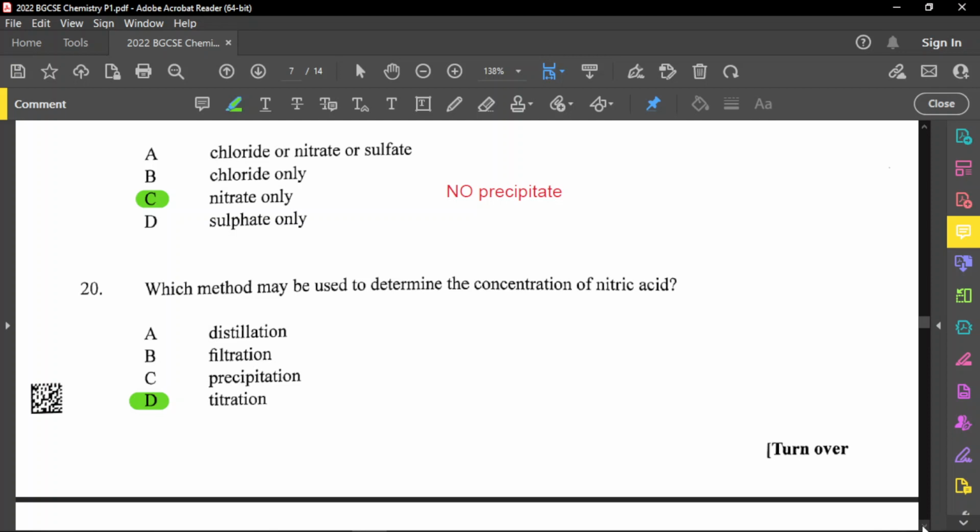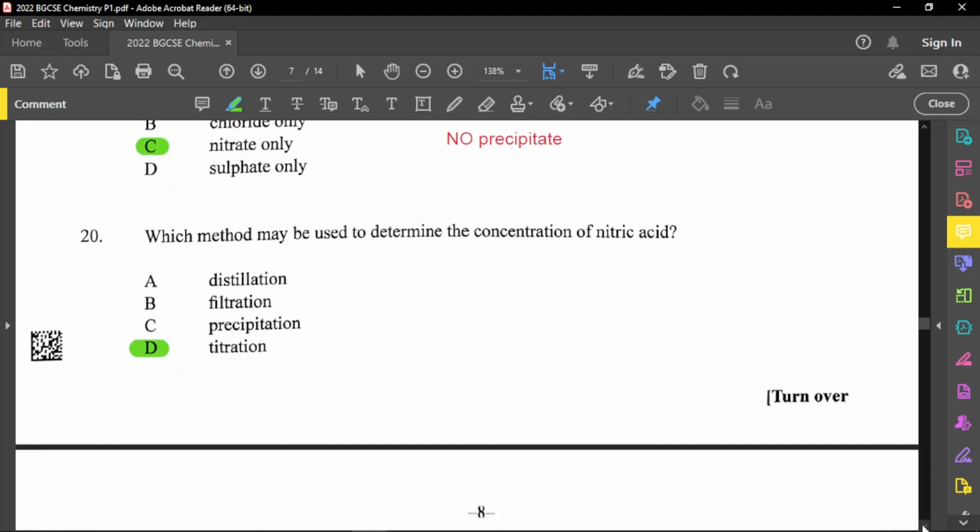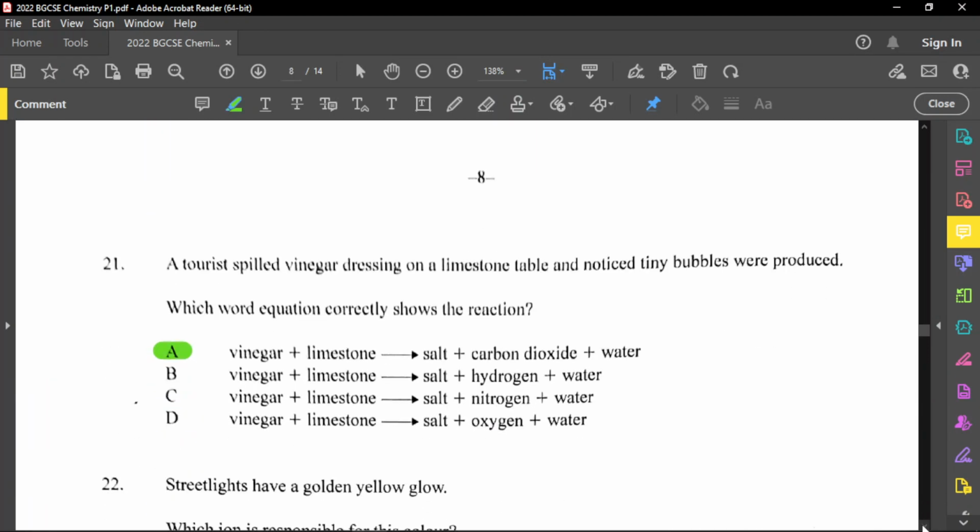20. It said, which method may be used to determine the concentration of nitric acid? All right. And so you want to determine the concentration of something. The best method to use here is really titration. Distillation is a separation technique, right? Filtration is a separation technique again. Precipitation is when you mix substances and you get a solid forming. That will not help you. None of those three actually help you to determine any concentration. So definitely D is off the bat the correct answer. All right, question number 21.